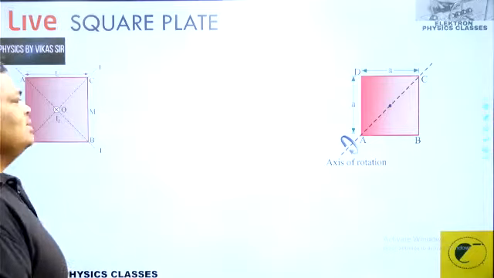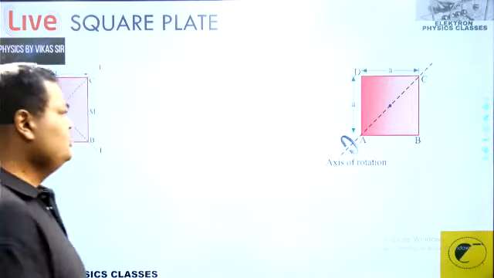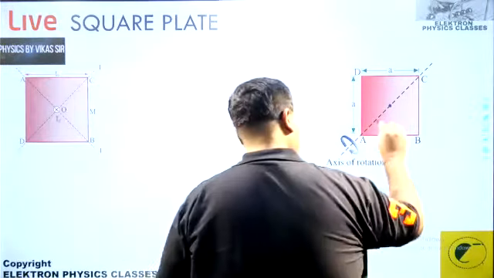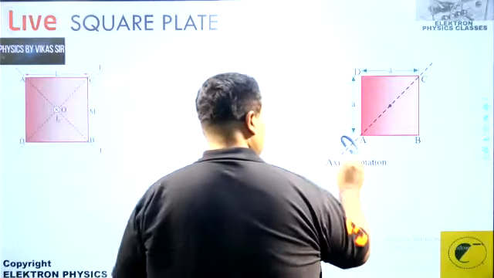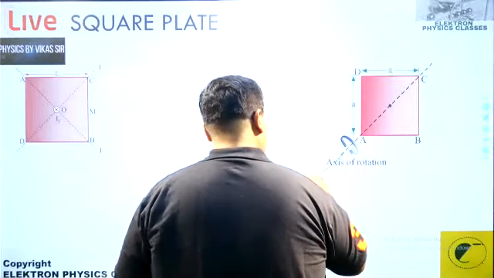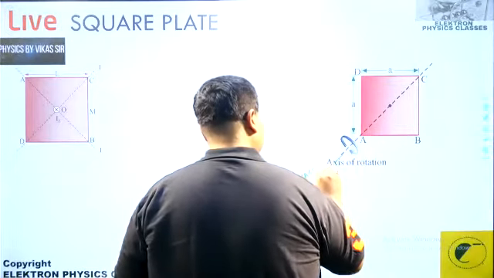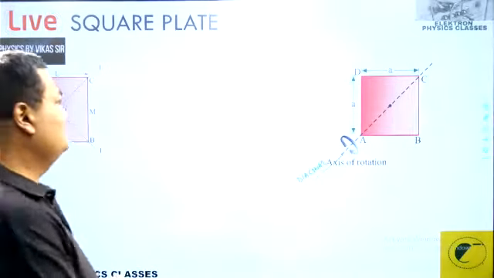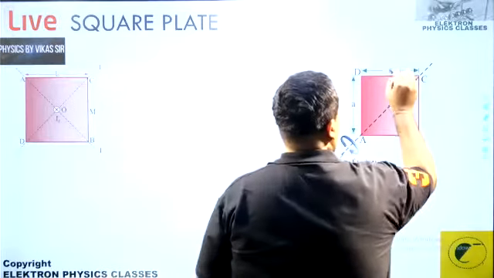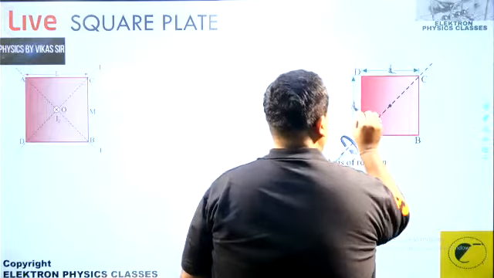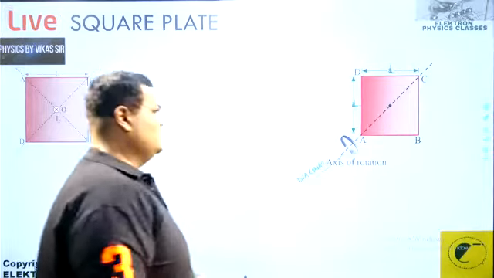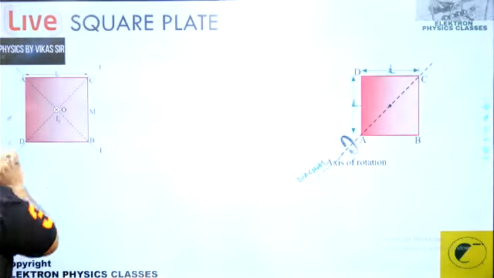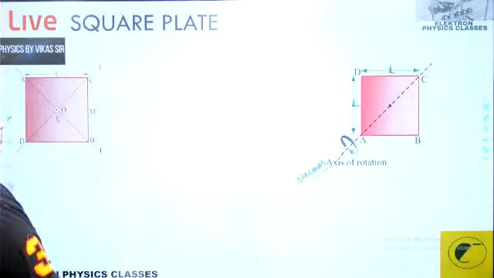Now I can select many axes, but currently I'm interested in this axis, which is a diagonal axis for this particular square. In this, it's mentioned as a side length, and I'm just rechecking it as L. So that's the side length of the square, L. I need to calculate the moment of inertia about this axis.